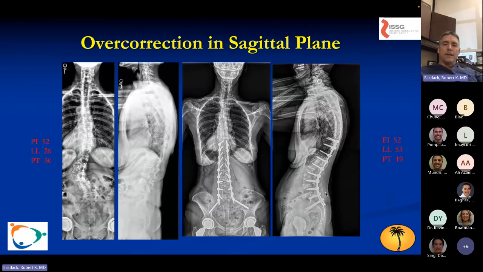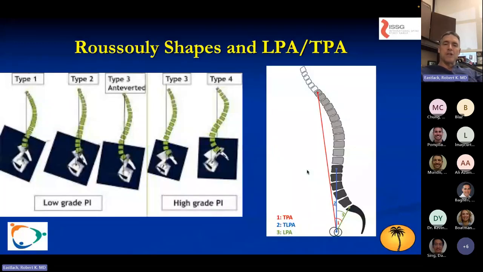And again, here's another patient with a relatively low or average PI, and a bit overcorrected in this case with laterals, as you see in the upper lumbar spine, that are probably a bit aggressive, that provide too much lordosis where you don't need it. So the Roussouly shapes and the LPA normalization is something to really pay attention to when you do MIS, particularly in the mid and upper lumbar spine, so you don't overshoot your target.